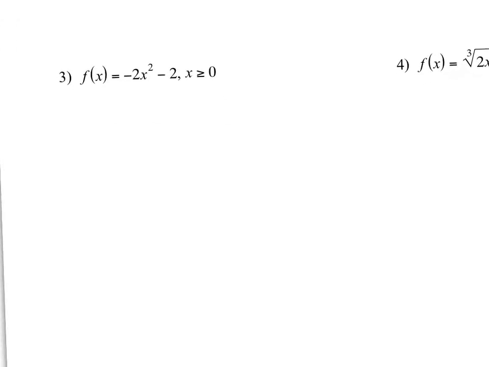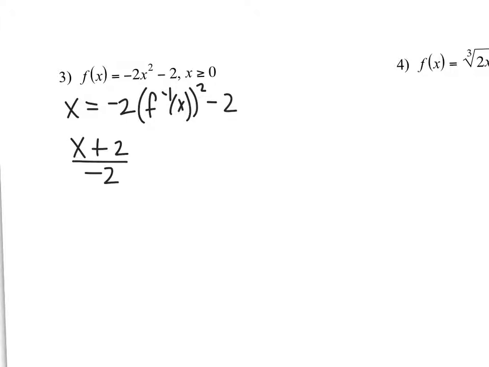Might be not so easy for things that are not linear, so let's see what's going on here. Same type of thing. We're going to do x is equal to negative 2 f inverse of x squared minus 2. So x plus 2 divided by negative 2, square rooted. We're talking about x is greater than 0, so we're going to do the positive square root, is equal to f inverse of x.